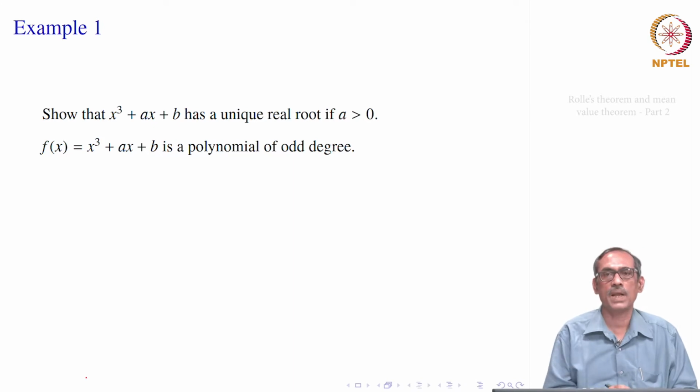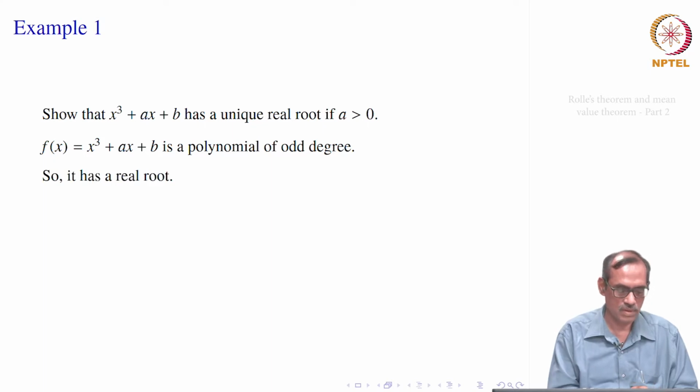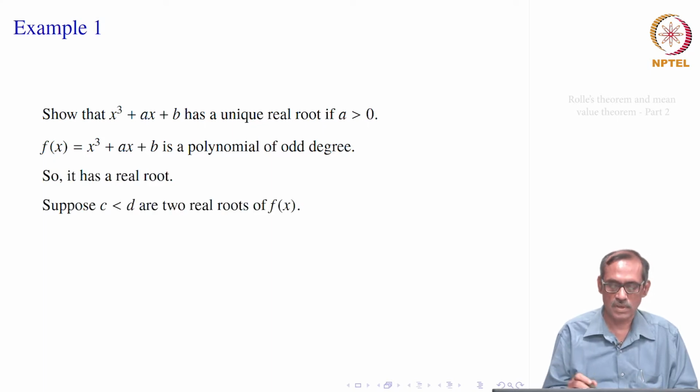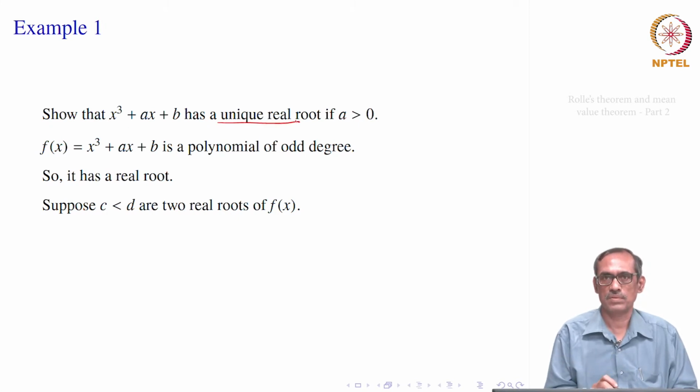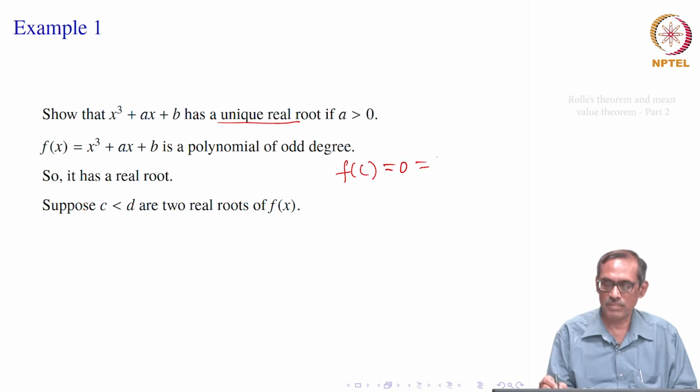Now, this is a polynomial of odd degree, therefore, it has a real root. We know that, but suppose there are 2 roots, we want that root to be unique. Suppose there are 2 roots. So, c less than d, suppose c is a root, d is also a root. That means f of c equal to 0 and f of d is also equal to 0, where c is less than d.